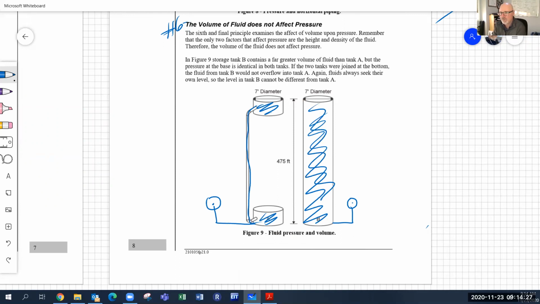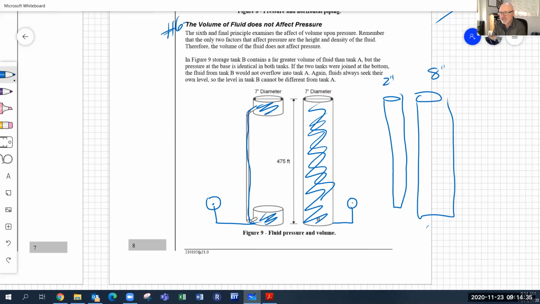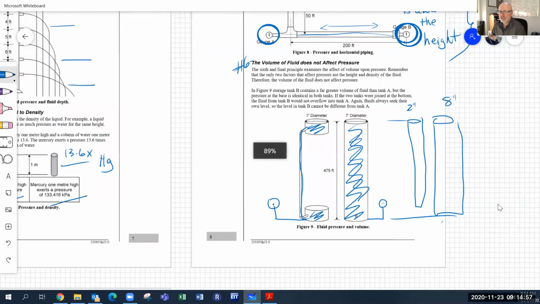So I could have 2 pipes side by side. I could have a pipe that's 2 inches in diameter and a pipe that's 8 inches in diameter. If they're the same height filled with fluid, the pressure is the same at the bottom. The force, however, is different, but we're not talking about that yet. We're only talking about pressure. Any questions so far?